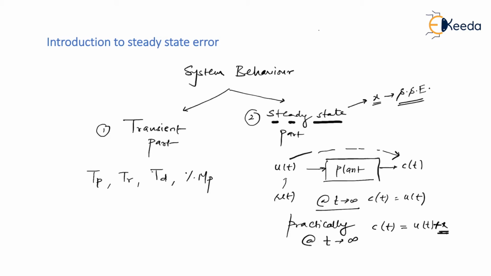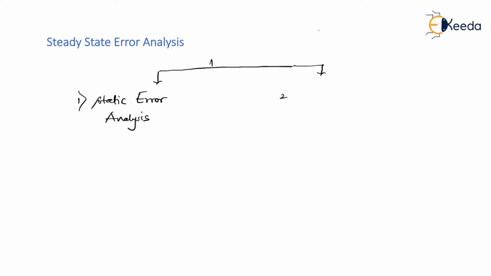SSE stands for steady state error. So now we have to study this steady state error. As I said, now we have to start with steady state error analysis. This steady state error analysis is again classified in two categories: static error analysis and dynamic error analysis. So we have two categories to study here. The first category, as I said, is static error analysis, and the second one that we are going to see is dynamic error analysis.